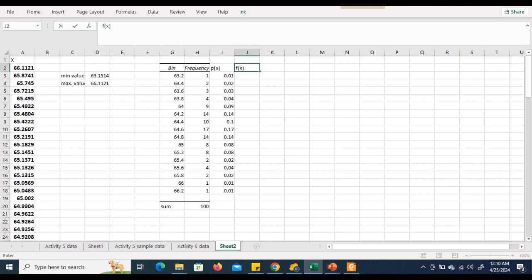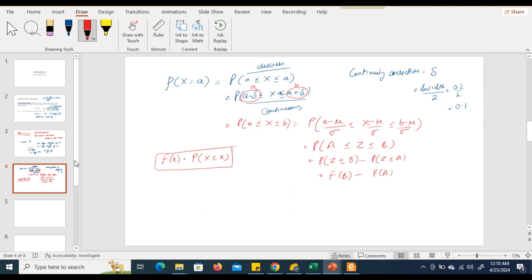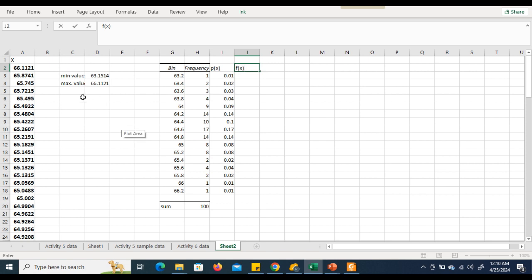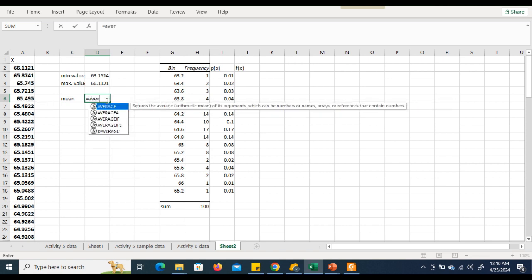But as we have discussed, in the central limit theorem the mean of the sampling distribution is mu, but the variance is sigma squared by n. So what about the standard deviation? The standard deviation is sigma upon square root of n. So the first step is we need to calculate the mean of the population. We need to consider the entire data, because this is the sample here, so I am taking the average of the actual population.